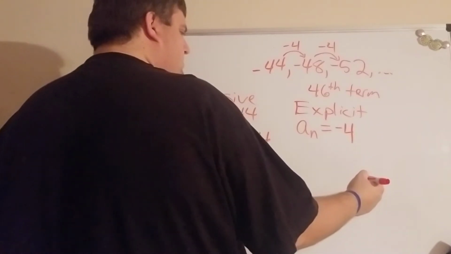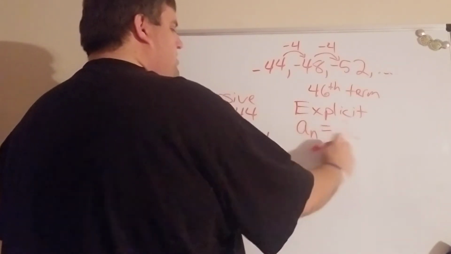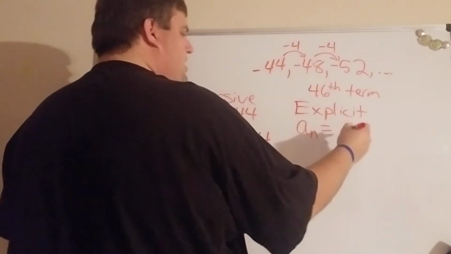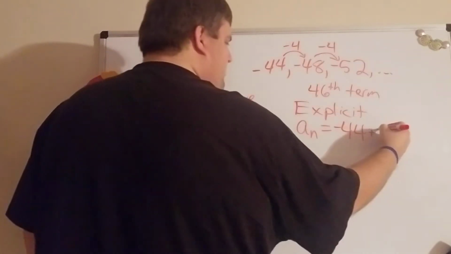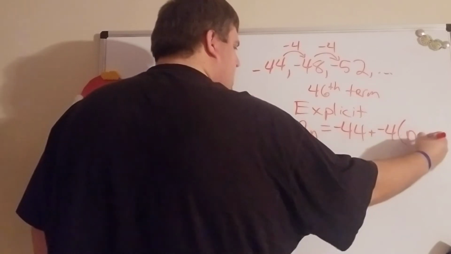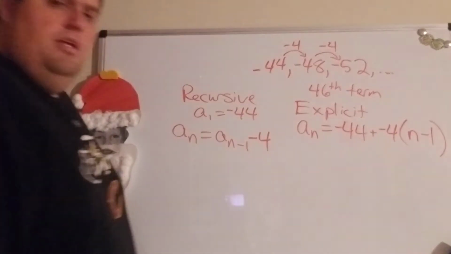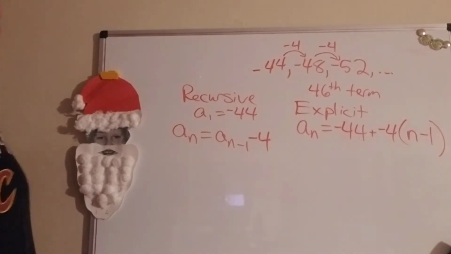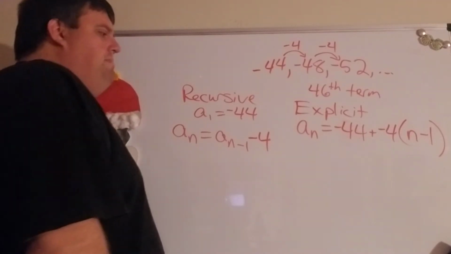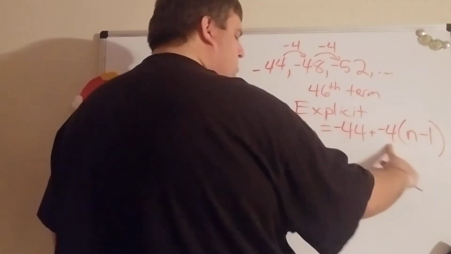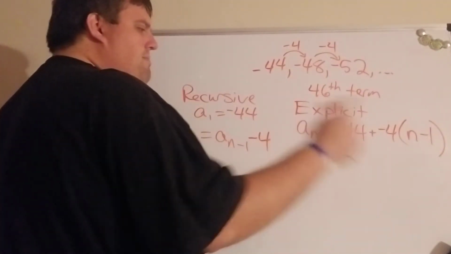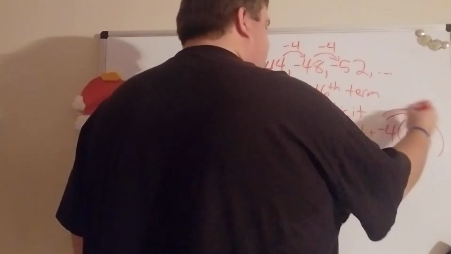And that's going to be our first term, a sub 1, which is negative 44, plus our common difference times n minus 1. Does that go off the screen? No, we're good. All right, so this time, remember that our general formula here, a sub 1 goes here, our slope, or common difference, goes here, and then this time we actually have to distribute a little bit, right?